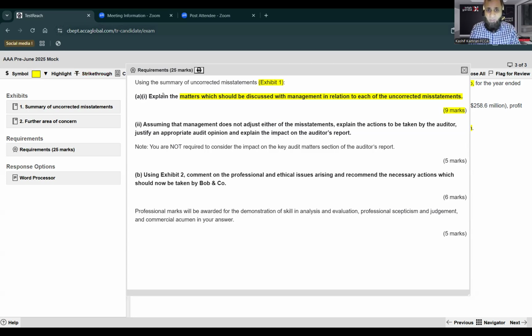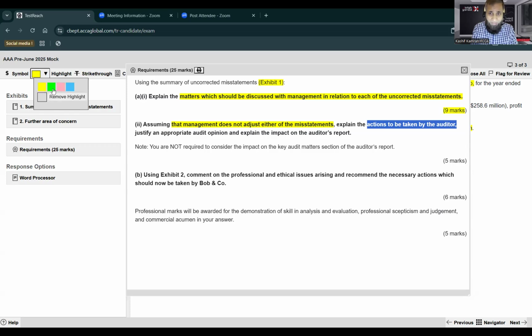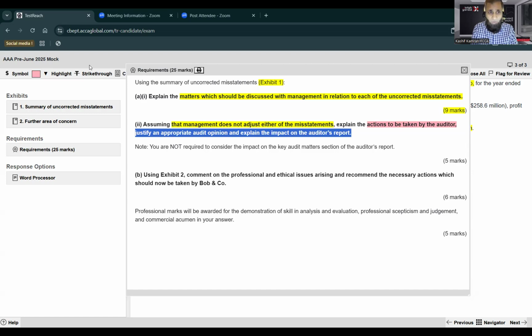Assuming that the management does not adjust either of the misstatements. Look at this, does not adjust either of the misstatements. Explain the actions to be taken by the auditor and justify. So if the management is not adjusting the misstatements, what actions will you take? Number one. And number two, justify an appropriate audit opinion and explain the impact on the report.